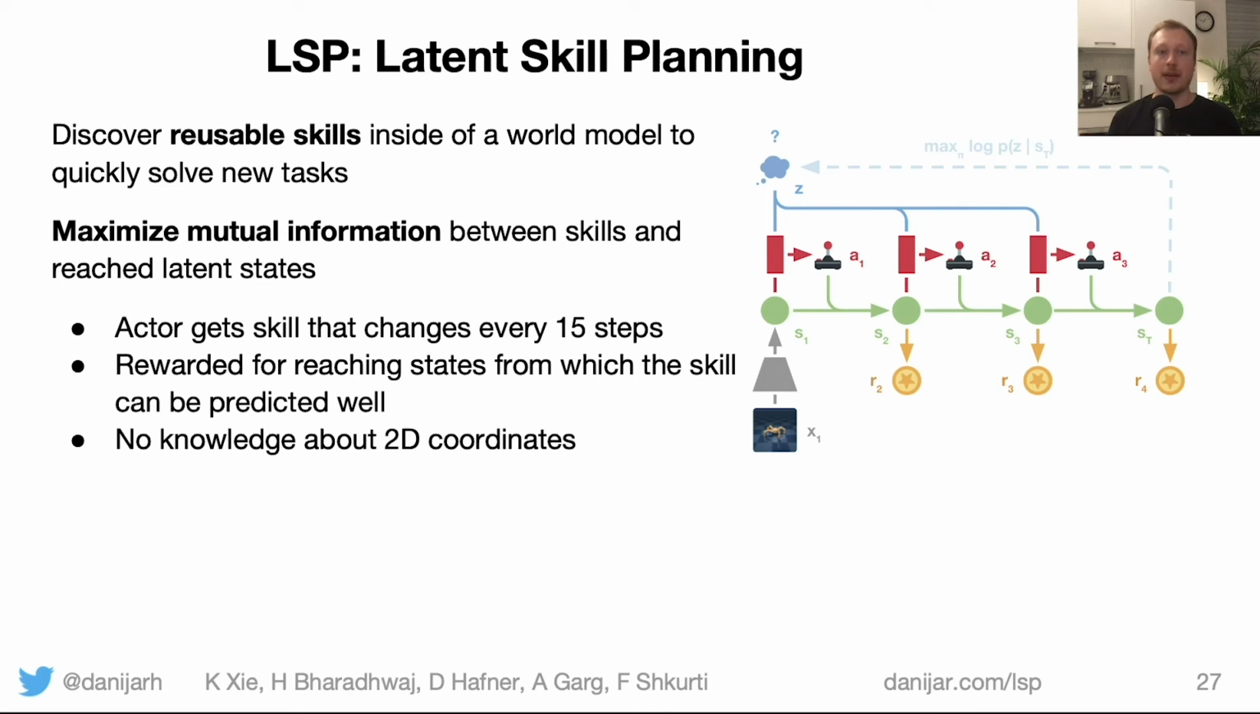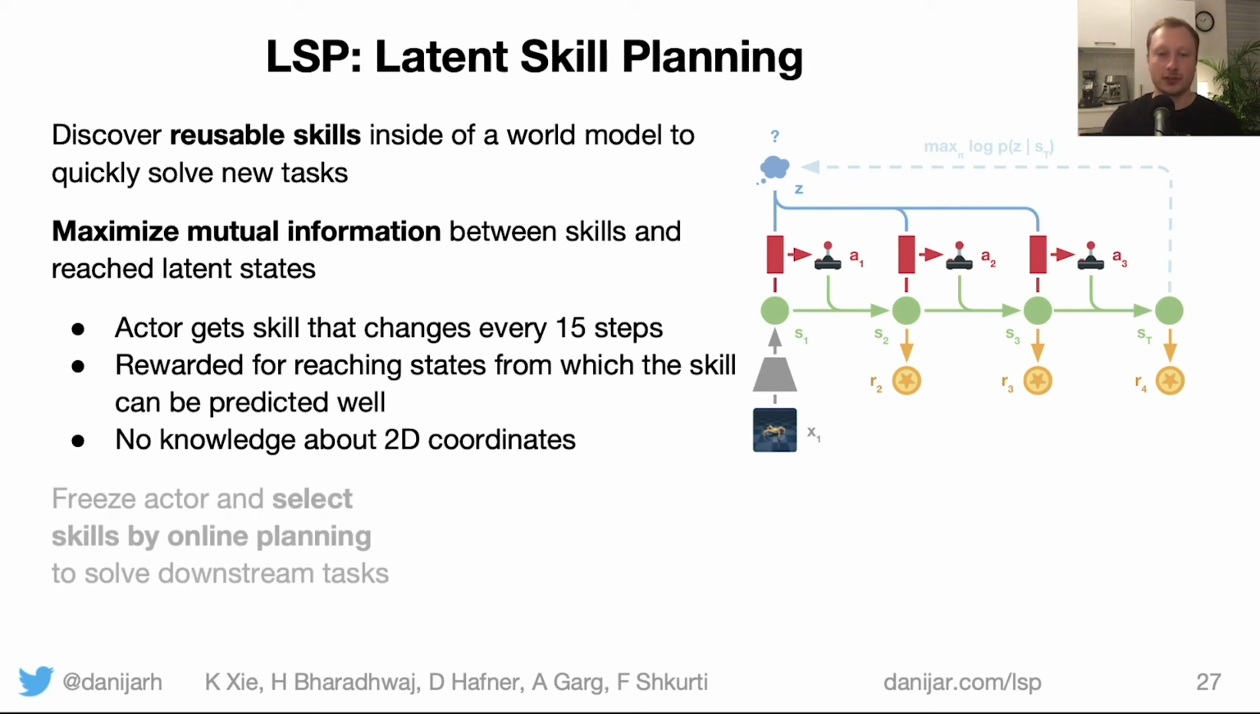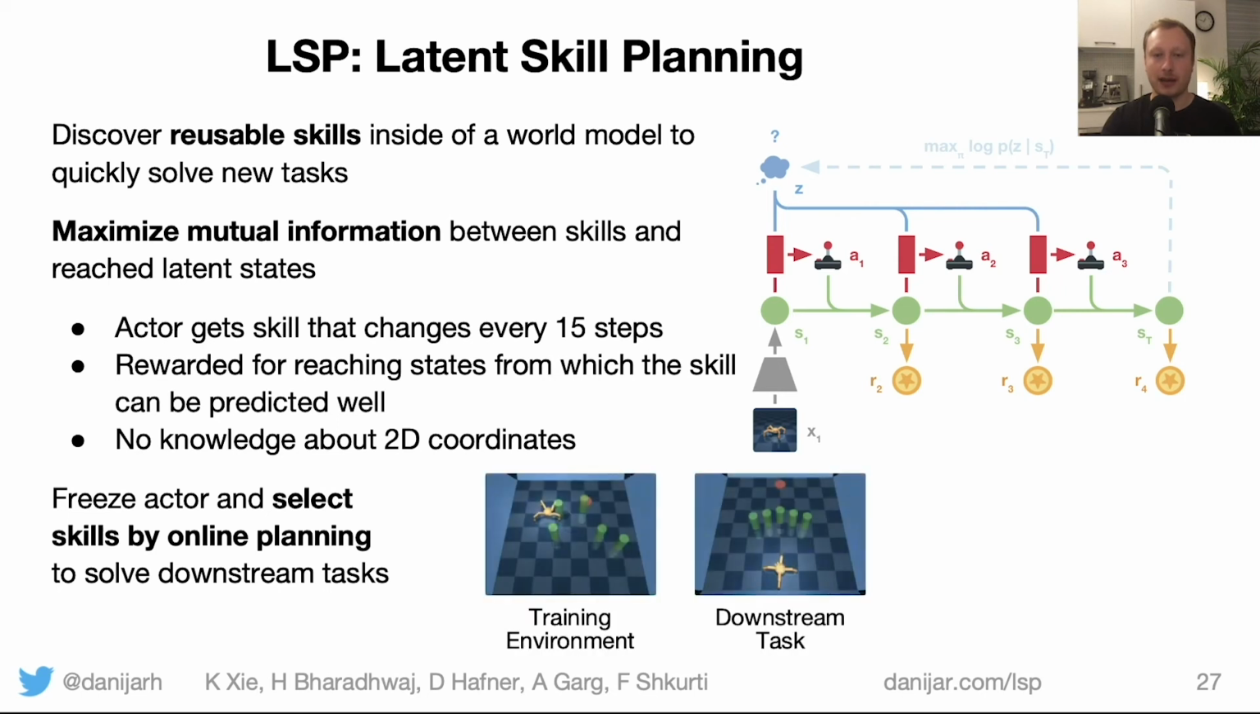Following the recipe, we maximize the mutual information between skills and the latent states of the world model that they end up in. For this, the actor gets conditioned on the skill, which changes every 15 steps, and is rewarded for reaching states from which the skill can be predicted well through a reverse predictor. The algorithm makes no assumption about 2D coordinates and works purely from pixels. After pre-training, we freeze the actor and select skills by online planning to solve downstream tasks.